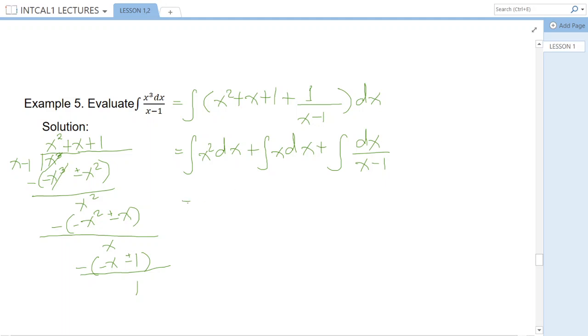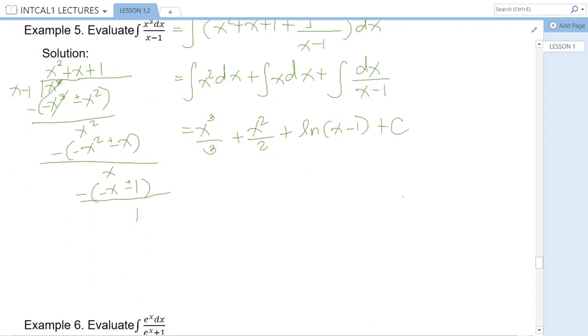Okay, so that is equal to, by the power rule, x cubed over 3 plus x squared over 2 plus the ln of the denominator, which is x minus 1, plus c. Don't forget the arbitrary constant. Okay, that is our final answer.